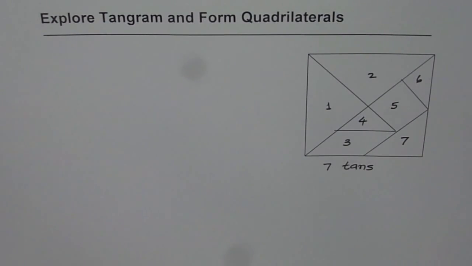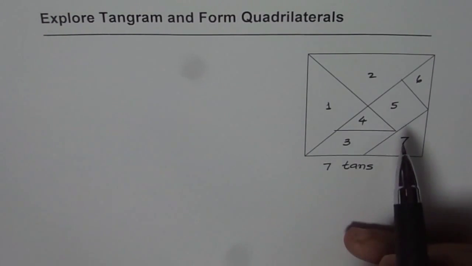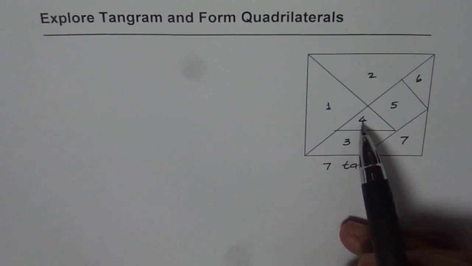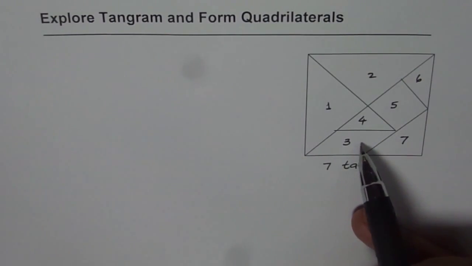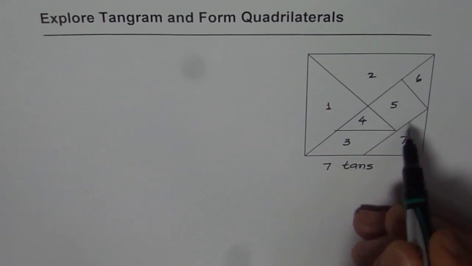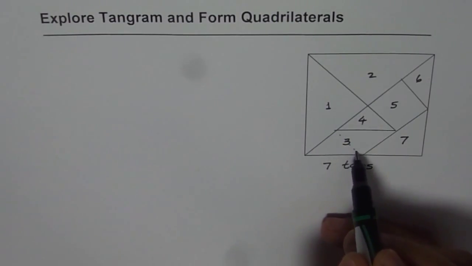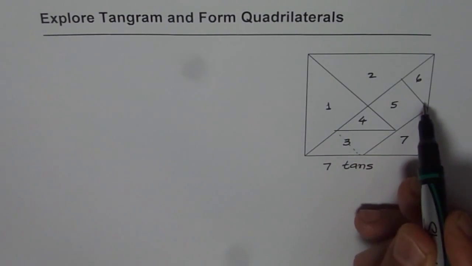Now the question is, how many quadrilaterals can you make with the help of these tans? So combining 7 tans, how many quadrilaterals can you make? Well, what you can do is you can cut them into pieces and then form some quadrilaterals. Once you combine, you can write piece numbers. For example, if I combine 4, 5 and 6, place 6 here, right? If I place 6, that means this particular piece here, right? Then I may get a rectangle. Do you see that? That's a quadrilateral.